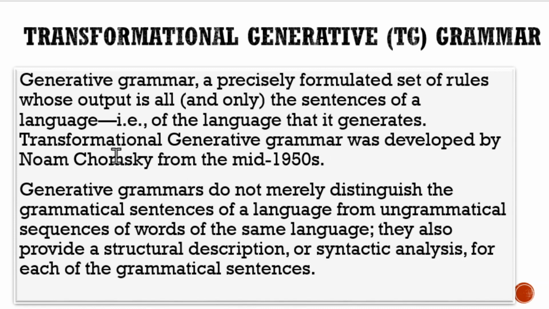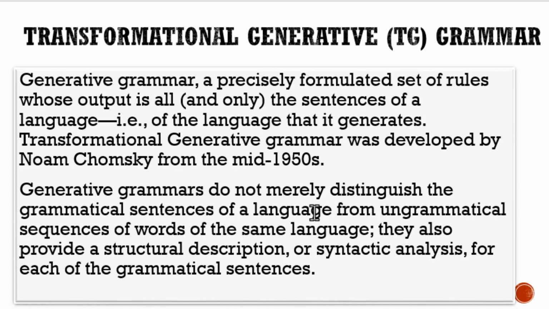So TG grammar, or transformational generative grammar. We saw how the rules are generated. We saw how the transformation is done, and transformational generative grammar was developed by Noam Chomsky around the middle of the 1950s. Now we live more than 70 years after that, and many changes have happened. In the area of linguistics and grammar, in teaching and learning grammar, an immense lot of changes have taken place, particularly in the area of applied linguistics. Here we are looking only at the foundational principles of linguistics.